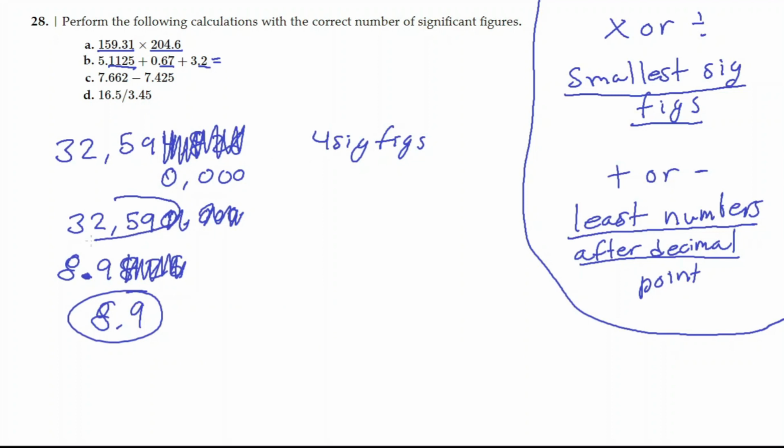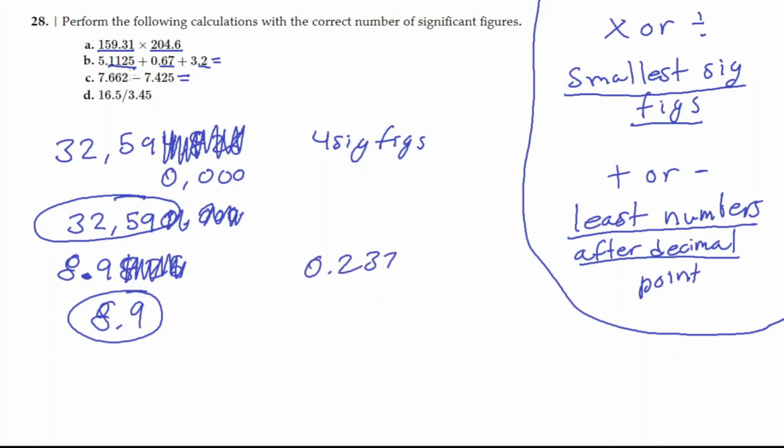And now let's take a look at C. C is subtraction. We're going to use the same exact rule here. Let's first do the subtraction. It's going to be 7.662 minus 7.425, and we're going to get an answer of 0.237.